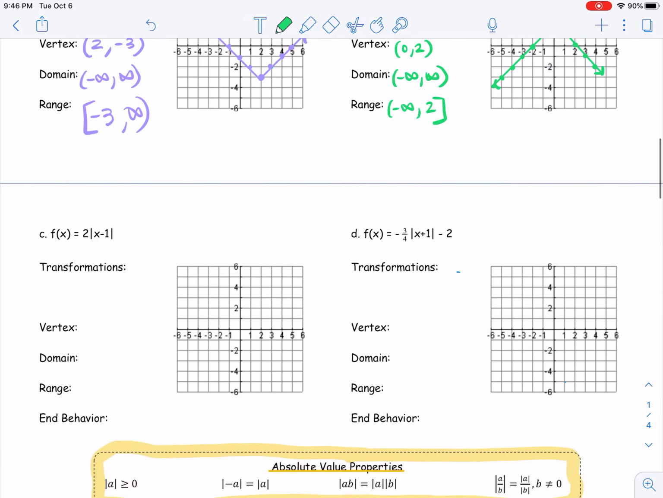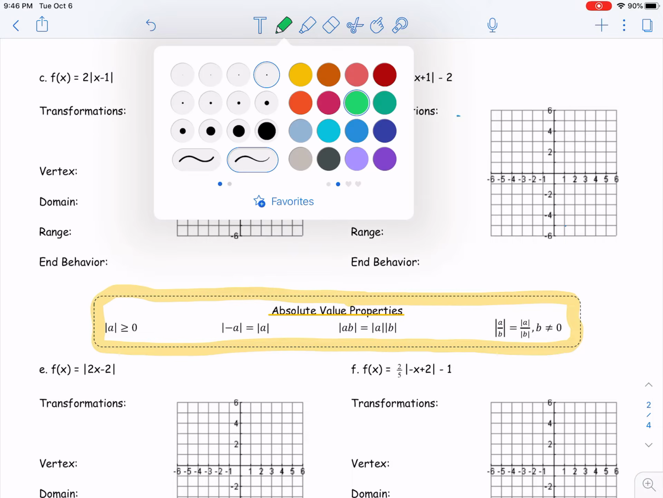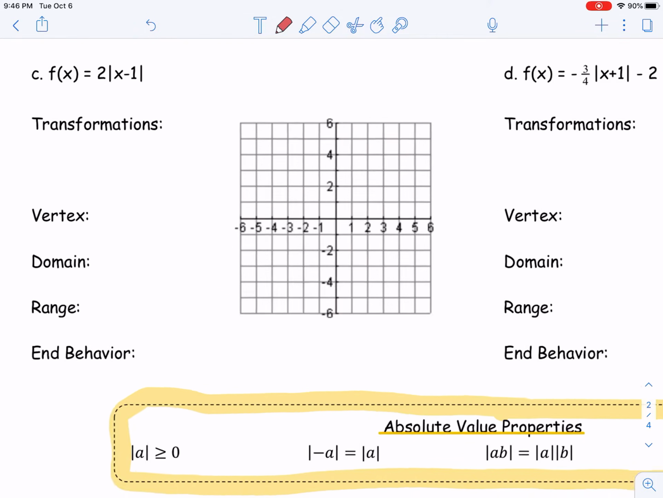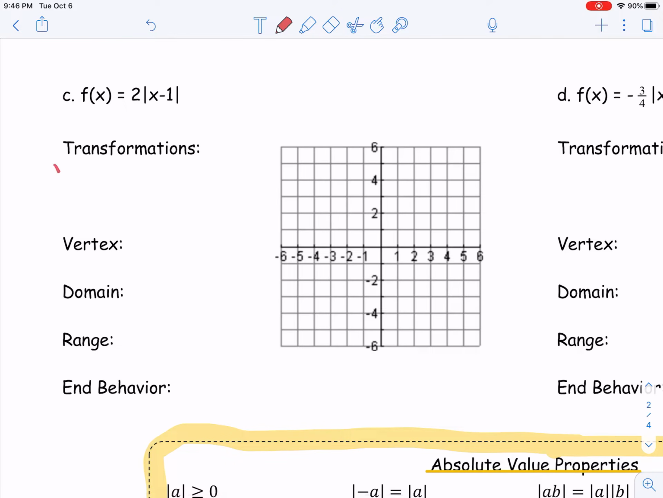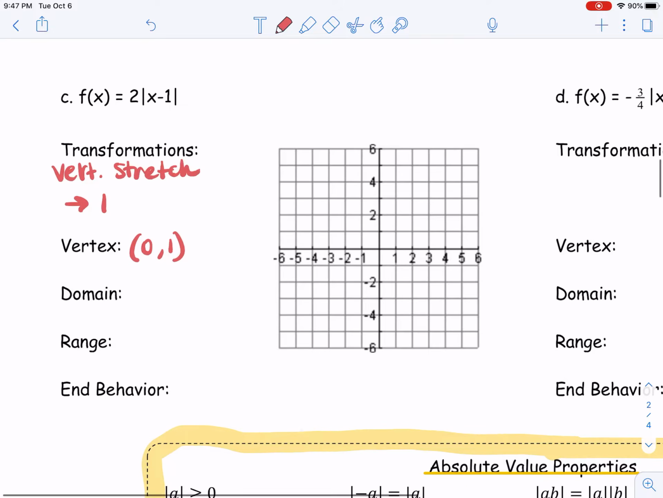Let's try some more. So here I see a 2 in front, so that means that I have a vertical stretch. So I'm going to be getting twice as tall, if you want to kind of think of it that way. And then I also see a negative 1 on the inside of the absolute value, so that means I'm going to the right 1 unit. So that is my new vertex, 0, 1, right here.